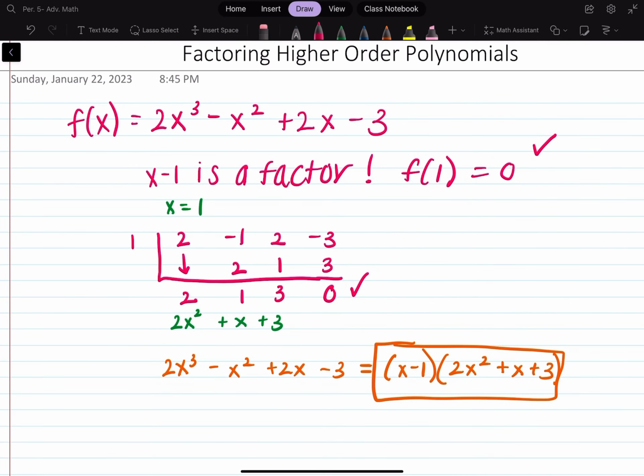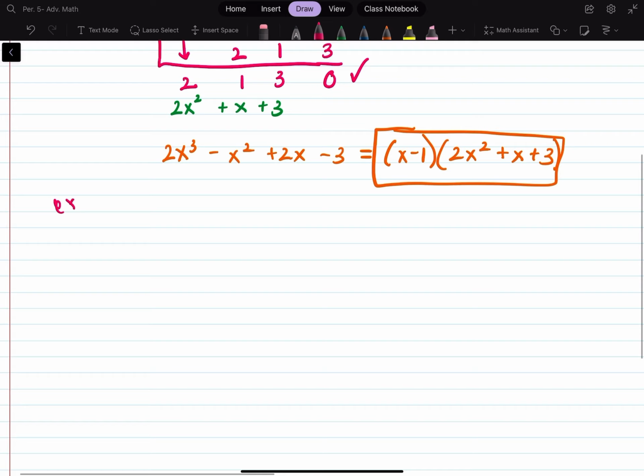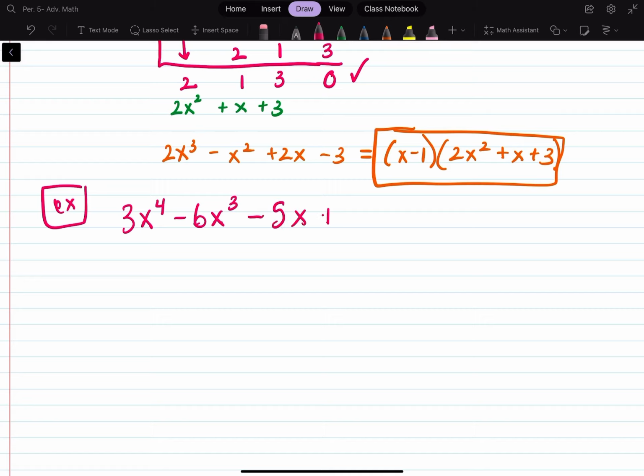So this was example 1. Let's try another one. You guys will get some extra side practice on this. From the textbook, they don't give you practice on this, or they don't ask you to do it, so I will just be giving you some extra practice. So let's go ahead and try 3x to the 4th minus 6x cubed minus 5x plus 10.